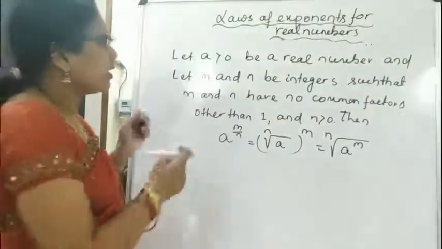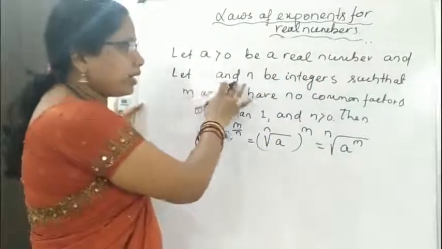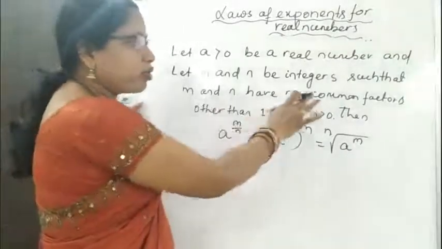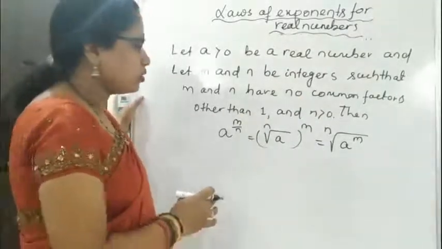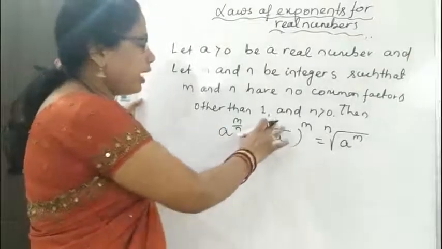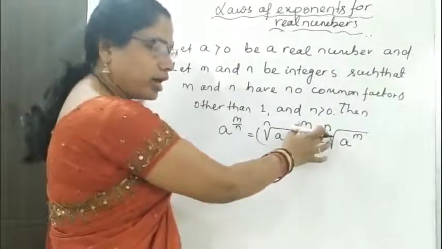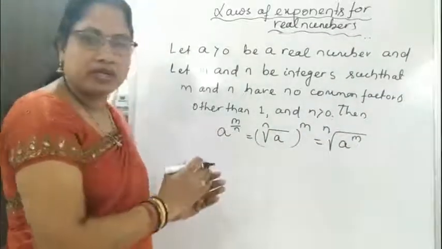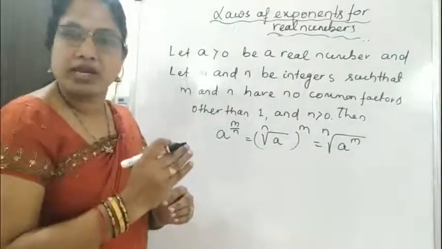To conclude, let a be a real number greater than 0, and let m and n be integers such that m and n have no common factors other than 1 and n is greater than 0. Then a to the power m by n is equal to the nth root of a to the power m, or the nth root of a, whole to the power m. So here what we have discussed is that we can extend the laws of exponents in the case of rational exponents also.